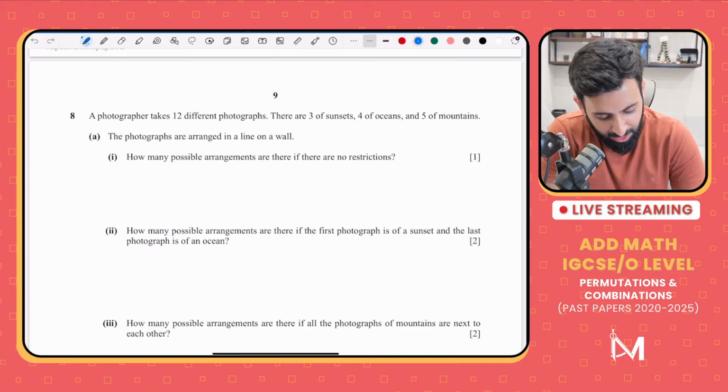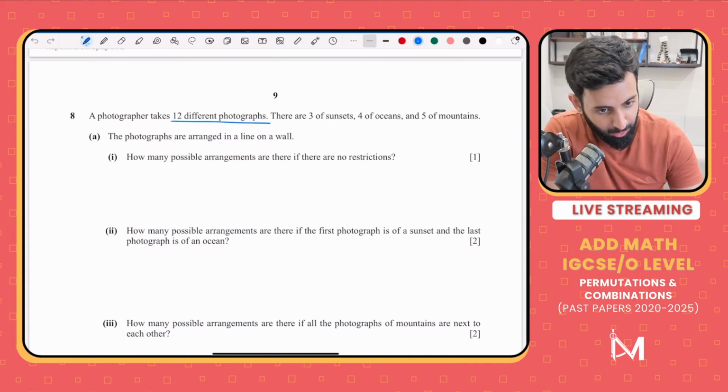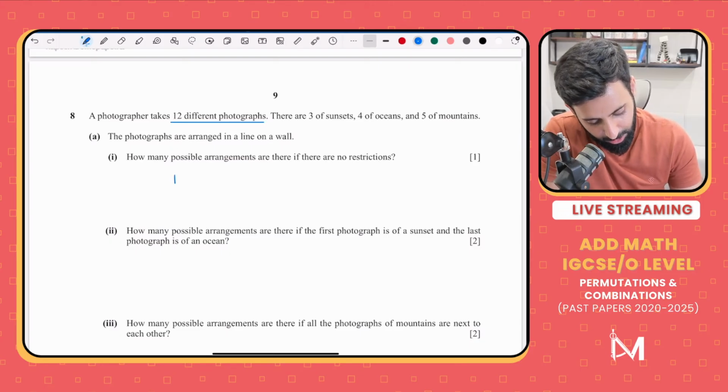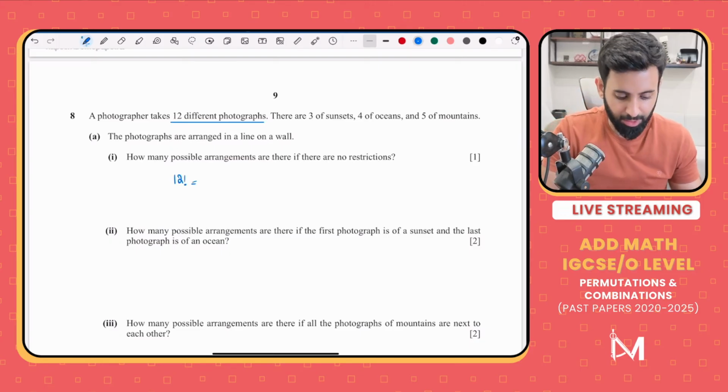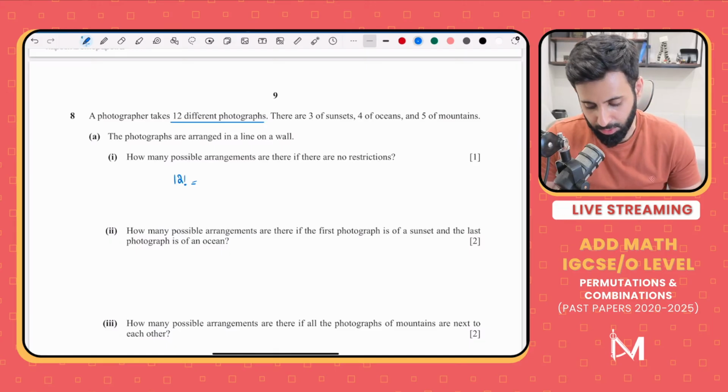The photographs are arranged in a line on a wall. How many possible arrangements are there if there are no restrictions? All right, no restrictions. So notice that the question says that there are 12 different photographs. That means they're all different. So we don't have to worry about repetition. So we're not going to divide by the factorial of anything. So 12 factorial is the answer. Okay, wow. ये तो काफ़ी भयानक सा आंसर है. चलें लिख लेते हैं, कोई बात नहीं.